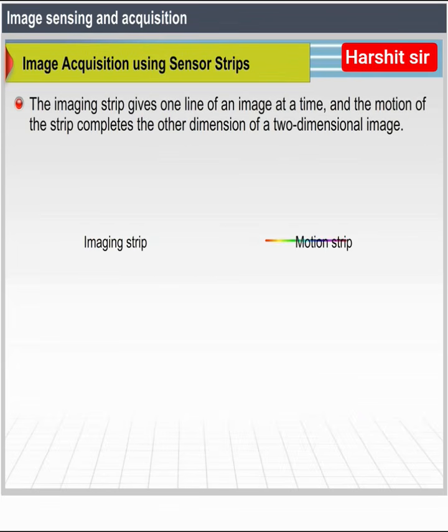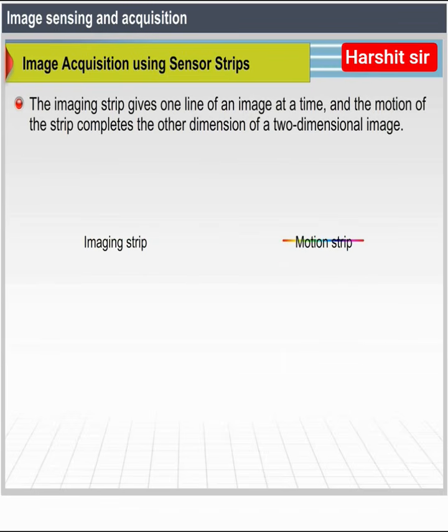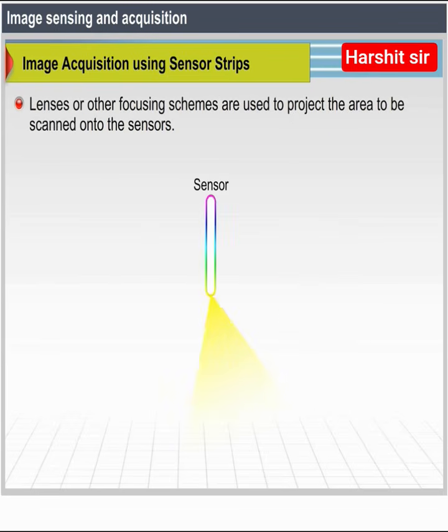The imaging strip gives one line of an image at a time, and the motion of the strip completes the other dimension of a two-dimensional image. Lenses or other focusing schemes are used to project the area to be scanned onto the sensors.